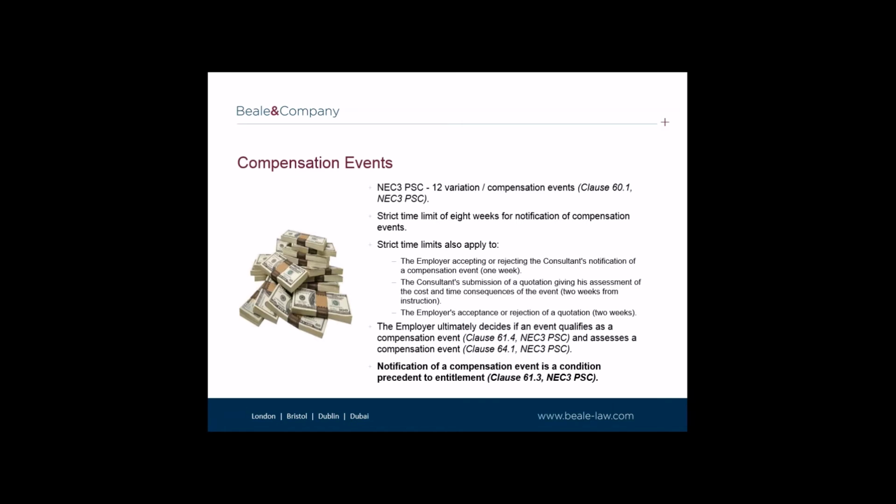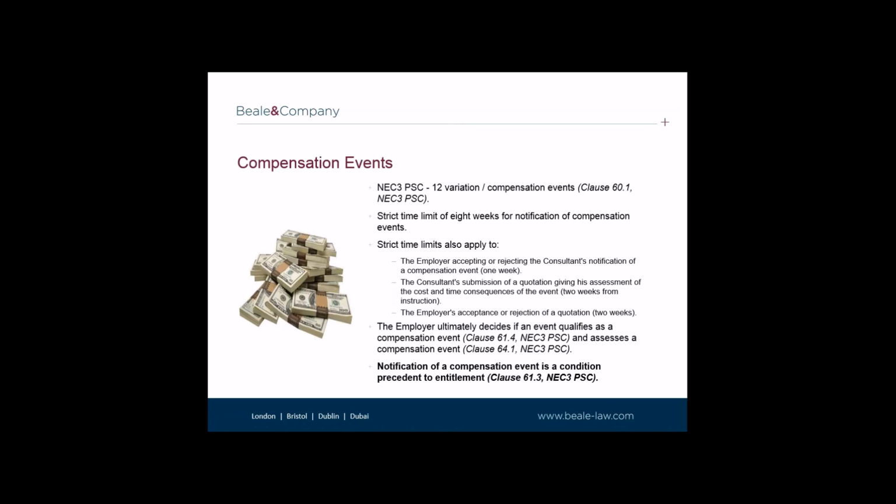Thanks, Will. As Will mentioned earlier, the PSC deals with variations by way of a detailed procedure for issuing and assessing compensation events. Clause 60.1 of the PSC lists 12 so-called compensation events that may lead to an entitlement for the consultant to claim additional time and/or money. The compensation events are drafted in fairly broad terms. They include such matters as, to name a few but important ones, the employer instructing a change in the consultant's scope, i.e. a change to the consultant's schedule of services, which can be an addition or an omission.